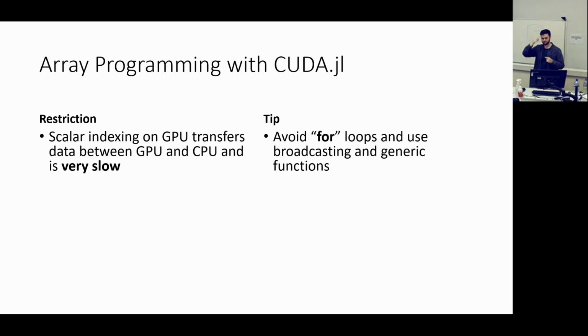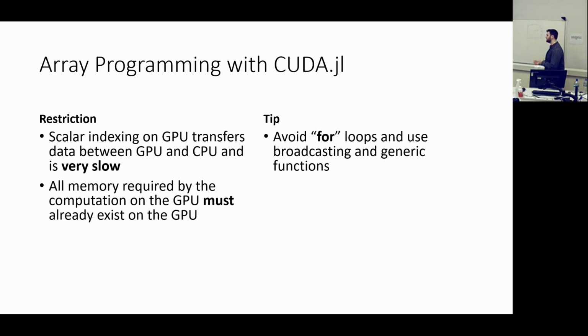I see. So the way to avoid scalar indexing, if you're trying to stick with the very high-level array-based programming, is to avoid using for loops in your code if possible. Switch to the broadcasting notation and use these generic functions, as I listed before.